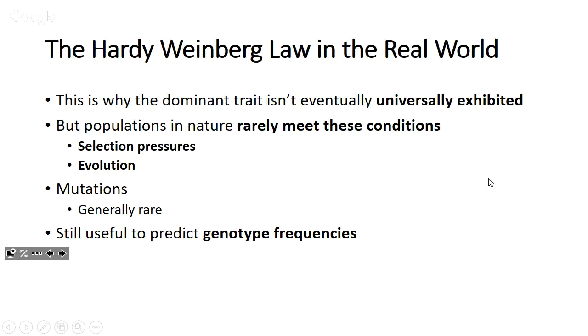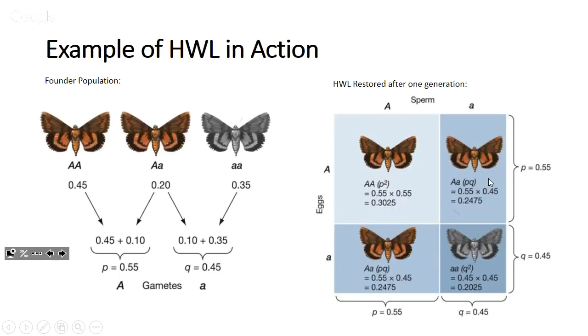Now, in the real world, what does this mean? This is the reason why the dominant trait doesn't eventually take over the population, and you don't just end up with one trait being expressed, even though the dominant trait is expressed in the heterozygote. You're not actually going to end up with the heterozygote taking over the entire population. This is why, because of the Hardy-Weinberg law. But in a real population, in a real situation, you are going to have selection pressures, which is going to cause evolution, and you are going to have mutations. But the Hardy-Weinberg law is still useful when you're trying to calculate genotype frequencies after you get some sort of migration of a new population out of an existing population. Let me explain what that means. Well, I'll explain what it means in a sec.